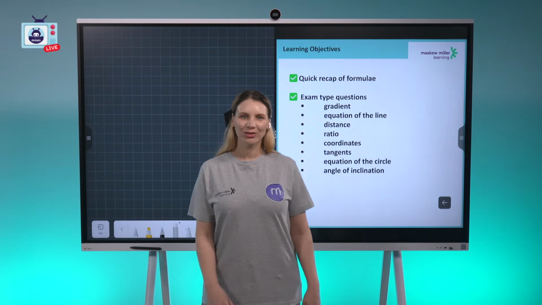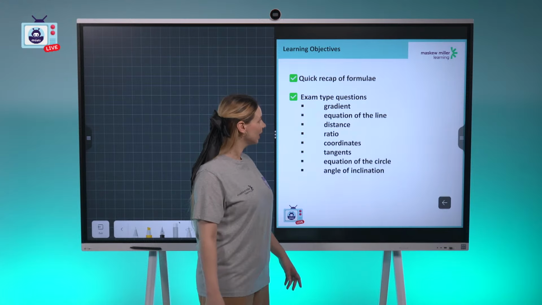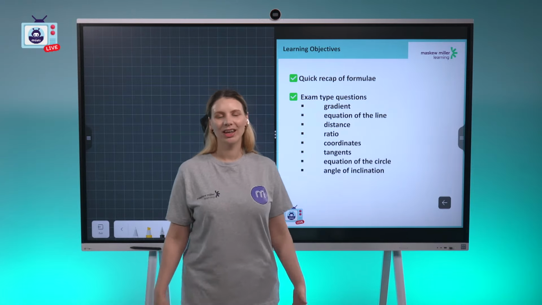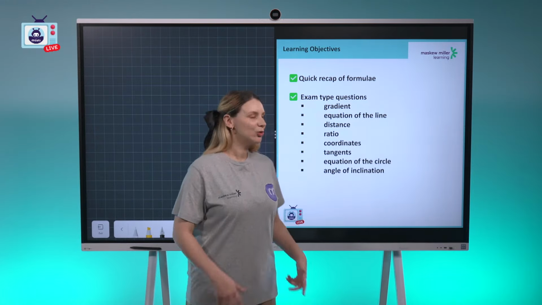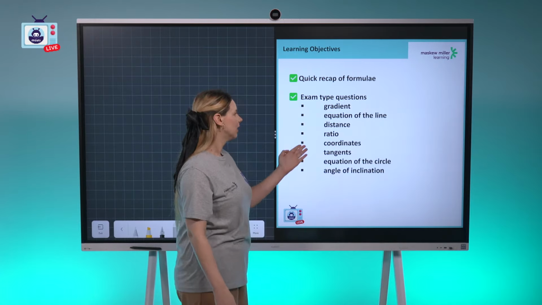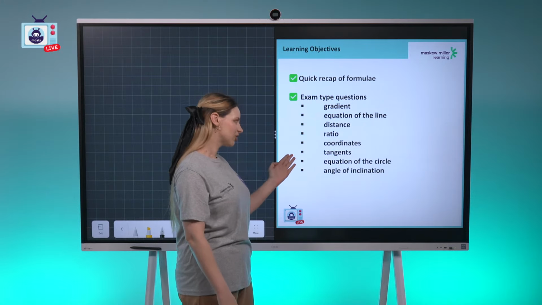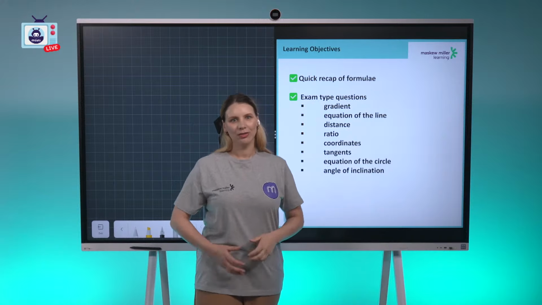Our learning objectives for today are to go over some of the grade 11 and 12 formulae, and then we are going to look at exam type questions which will involve certain concepts such as gradient, the equation of a line, distance, ratio, coordinates, tangents, equation of a circle, and angle of inclination.